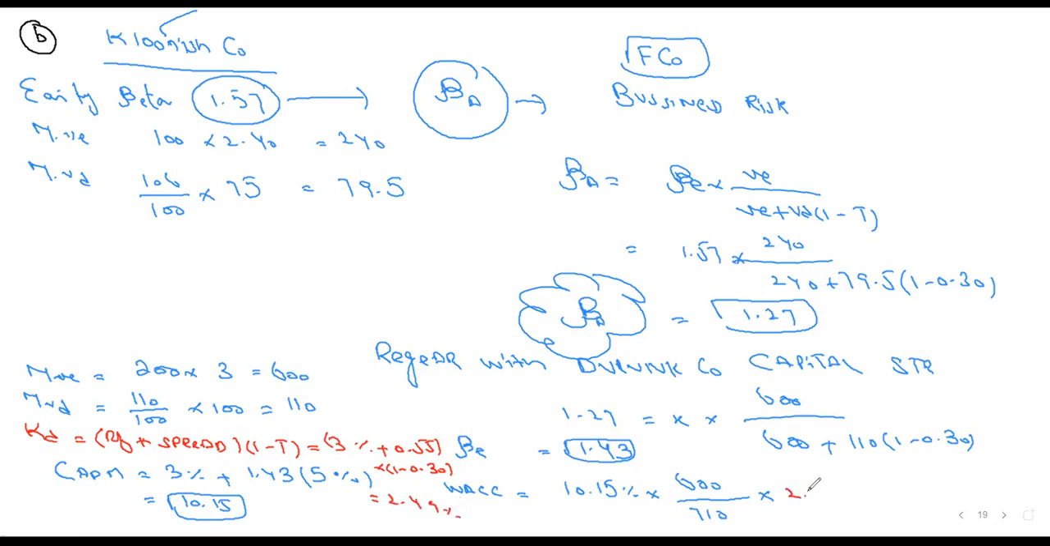Apply here. Multiply by 110 over 710. What is the WACC coming? Almost 9%. This was the calculation. Clear?